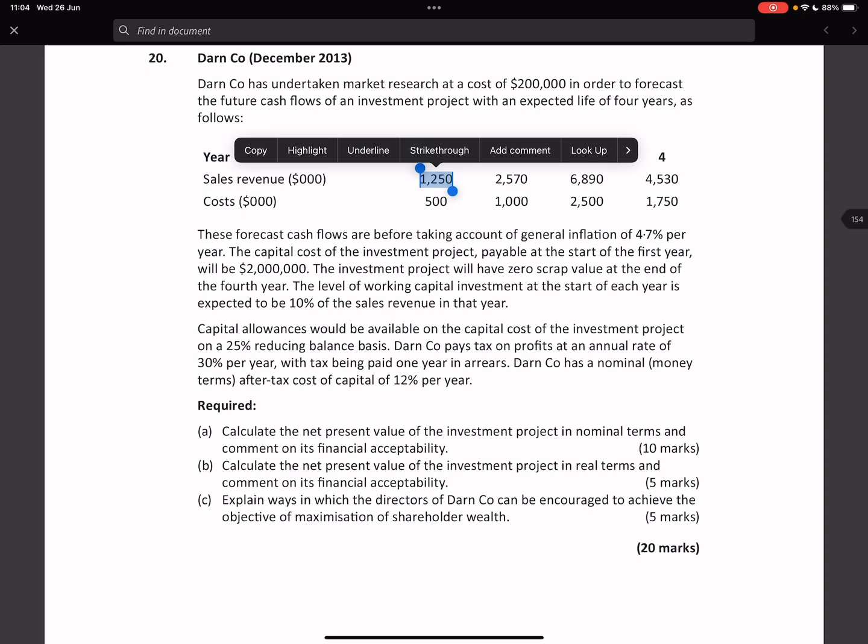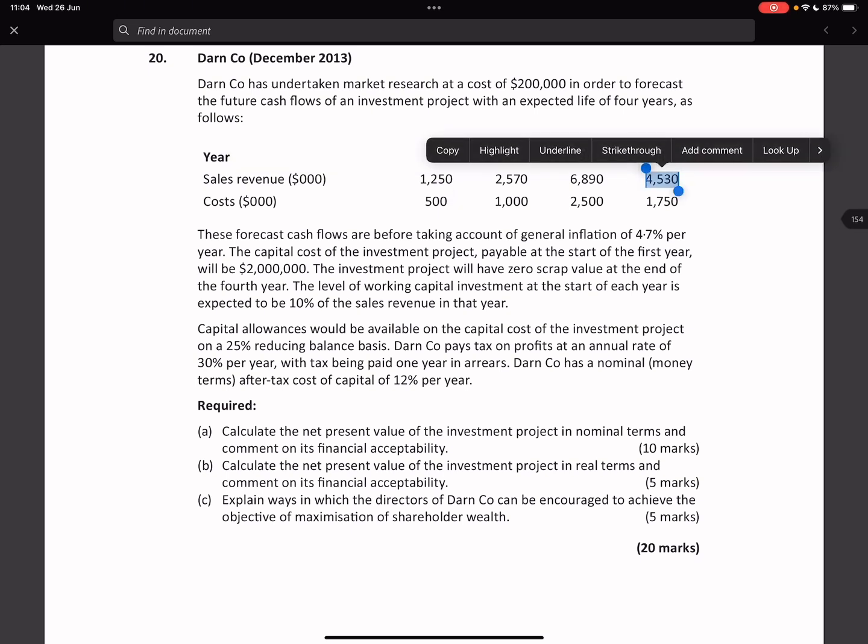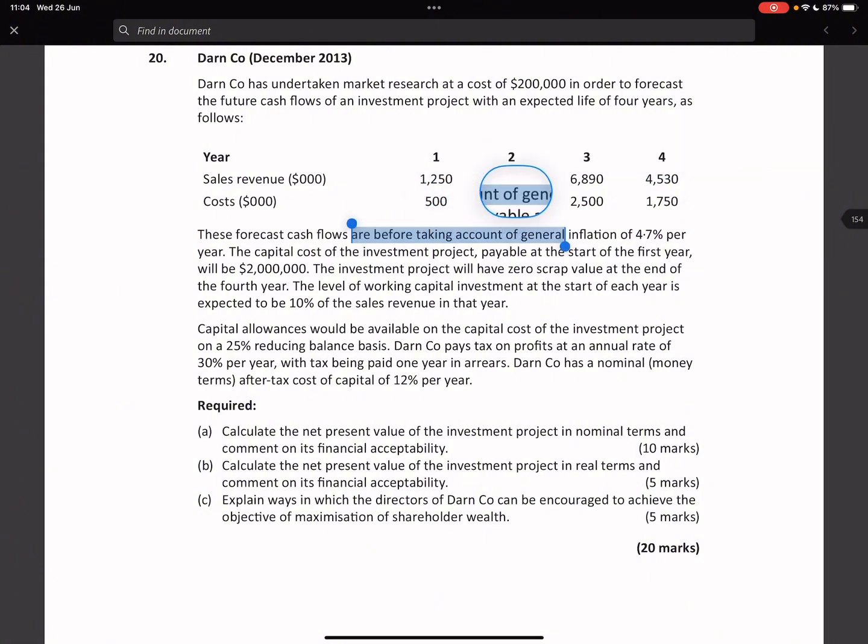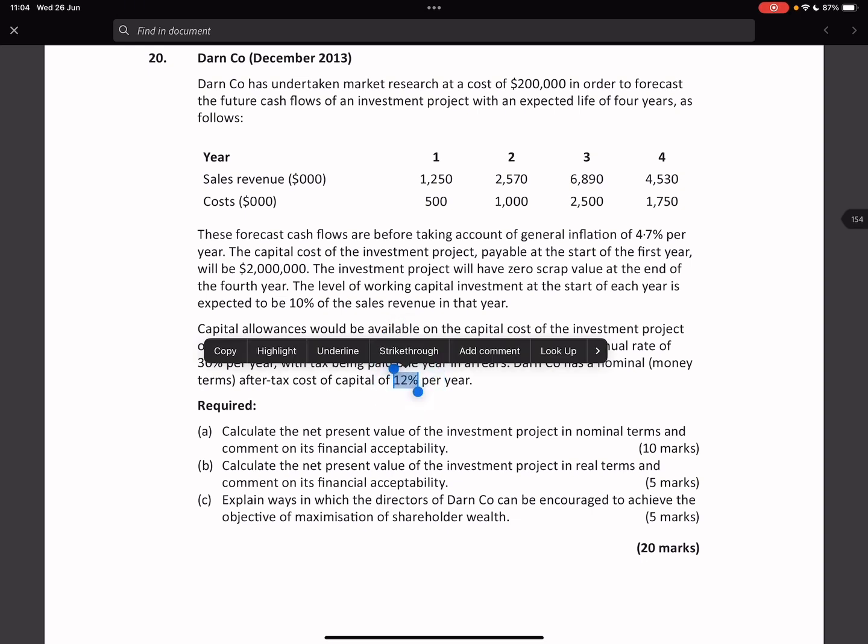But Danko has a nominal or money terms after-tax cost of capital of 12%. So they've given us a cost of capital, which is a nominal cost of capital. And nominal cost of capital is the same as money cost of capital, and that's 12%. So if you remember, the rule is that if you have a money cost of capital, then you have to use money cash flow. And look at the cash flow that they have given us here. They said this cash flow is before inflation, before taking account of general inflation. So if it's before inflation, then it means that this cash flow that we have is actually a real cash flow. Then we must convert it to money cash flow for us to be able to use 12%, or the other way is to convert 12% to a real rate. Then we can use the real cash flow.